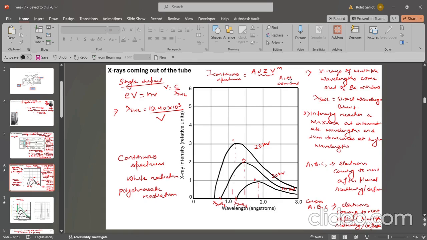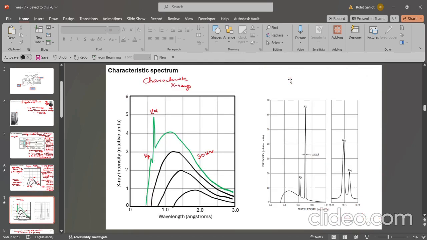So if we move to this, the continuous spectrum is caused by rapid deceleration of electrons by the target, and the origin of your characteristic spectrum lies in the atoms of the target material itself. So this is the characteristic. These are the characteristic X-rays.